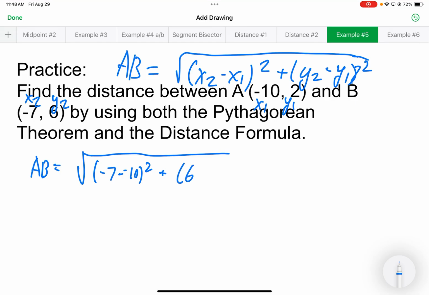So I'm going to do 6 minus 2. Okay. Now, if you did -10 minus -7, that's fine. You have to then do 2 minus 6 because you have to keep it consistent in the order of the points that you pick from. Okay, so let's have a real conversation about this. And I know it's annoying, but you got to write it inside of a square root each time.